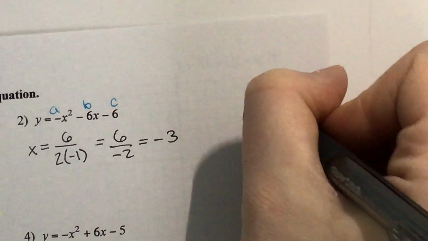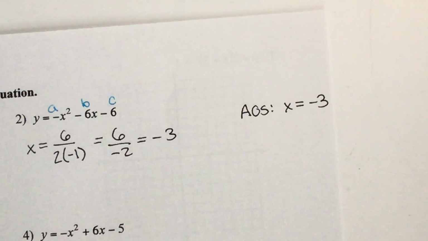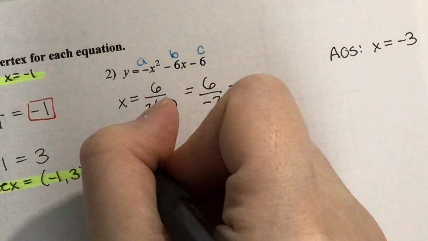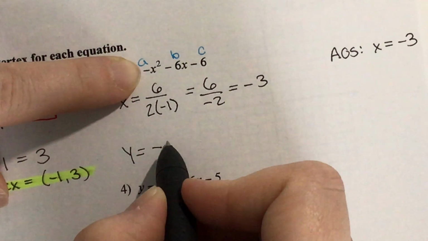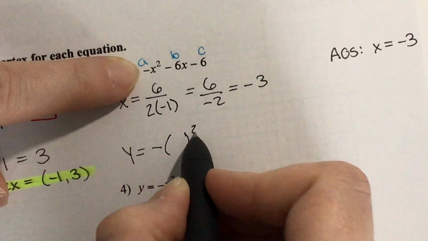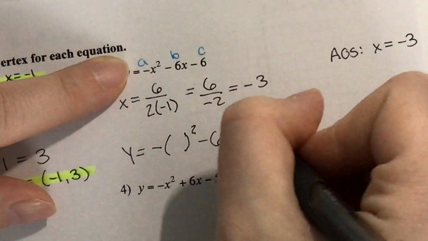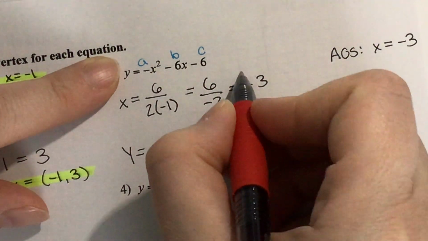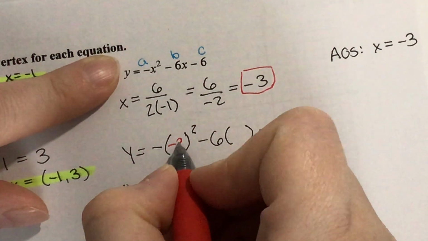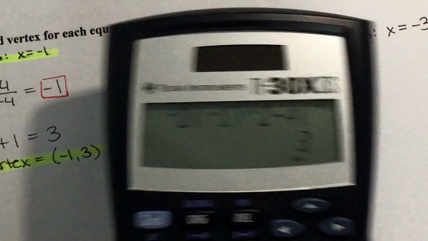Axis of symmetry, x equals -3. Okay, now we have to plug it in for the vertex so we can find the y coordinate. So again, I'm going to copy down this equation, leave open parentheses. y equals negative, then x squared. See how I put the negative outside the parentheses? Minus 6x minus 6. And the x I'm plugging in is this -3. So -3, -3. Again, if you'd like to let good old calculator do it for you.